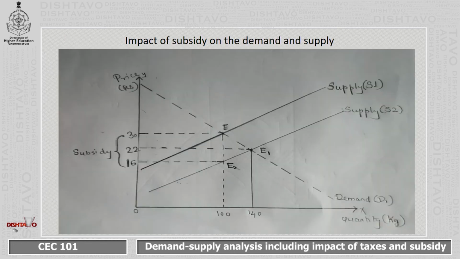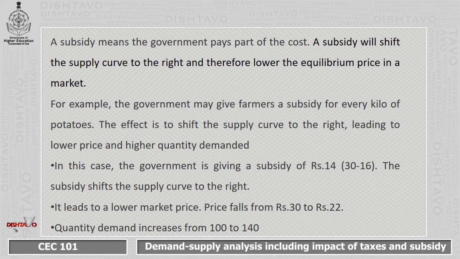Let us understand the impact of subsidy on the demand and supply. A subsidy means the government pays part of the cost, and because of which the cost of production decreases. A subsidy will shift the supply curve to the right and therefore lower the equilibrium price in the market. For example, in this case, let us say that the government is giving farmers a subsidy for every kilo of potatoes that have been produced. The effect is to shift the supply curve to the right, leading to the lower price and higher quantity demanded.